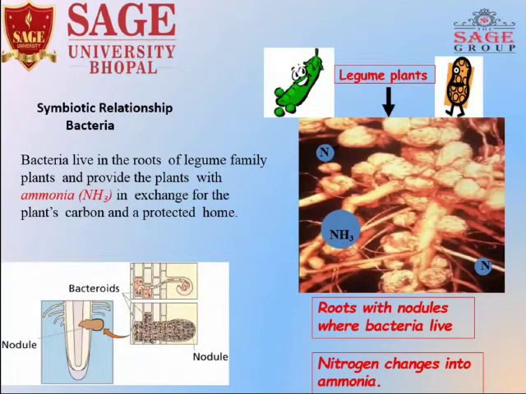Symbiotic relationship bacteria: these types of bacteria live in the roots of legume family plants and provide the plants with ammonia, NH3, in exchange for plant carbon, and it protects their home.